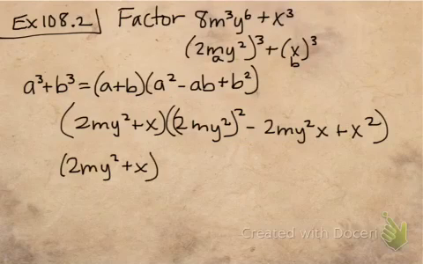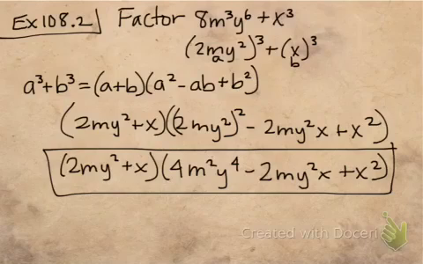And just do one last step to simplify that out a little bit more. 2my squared plus x times the quantity 4m squared y to the 4th minus 2my squared x plus x squared.